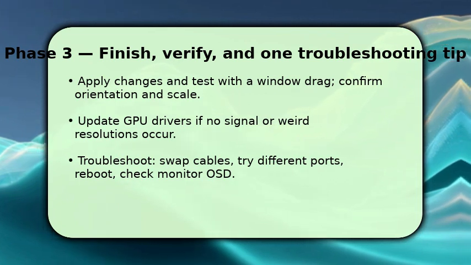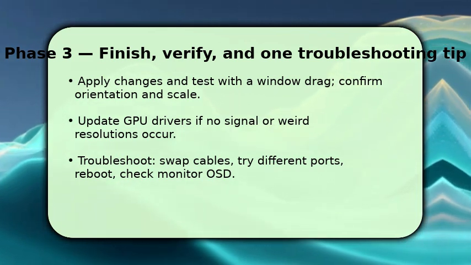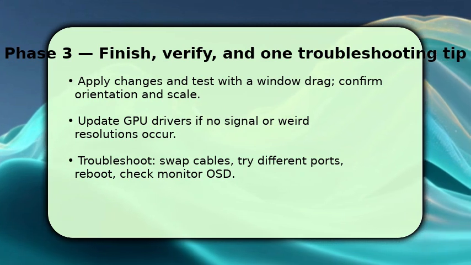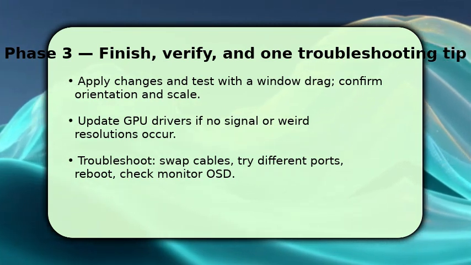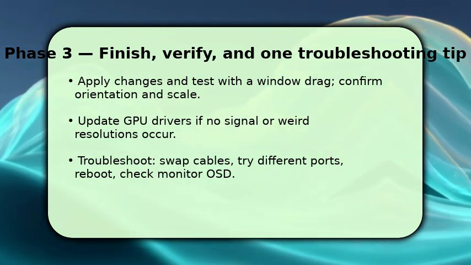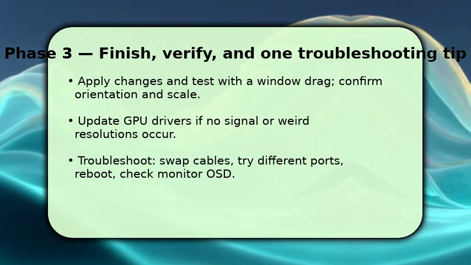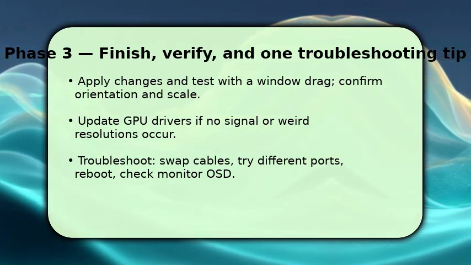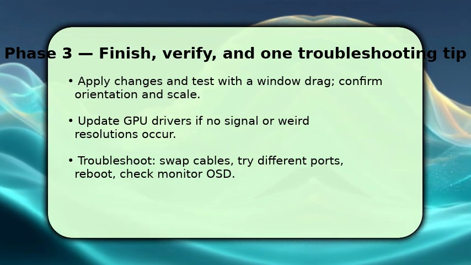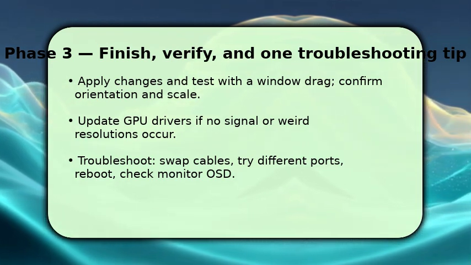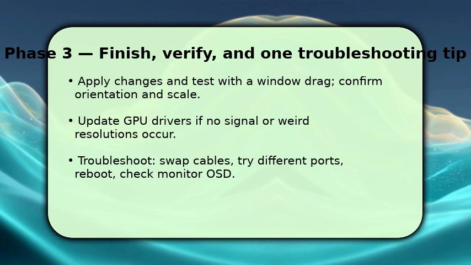If the image is missing or resolution looks off, update the graphics driver, because drivers control display outputs and often resolve detection problems. Should issues persist, swap cables, try another port, or reboot the PC to clear transient faults. Also inspect the monitor's on-screen display for input selection. These steps finish activation.